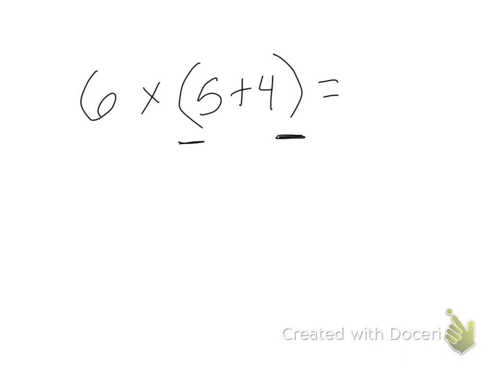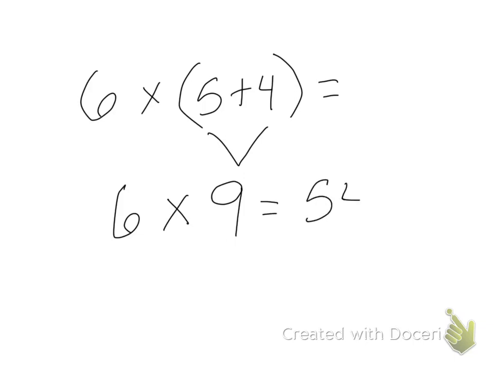Parentheses separate a problem into parts. We do what's inside the parentheses first, and then what's outside. So here we would do 5 plus 4 first. 5 plus 4 is 9. And then we would do 6 times 9. So 6 times 9 equals 54.